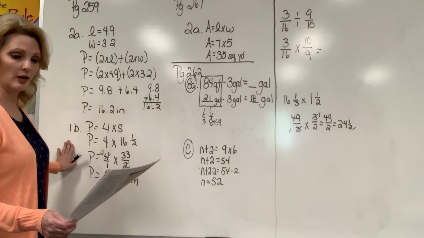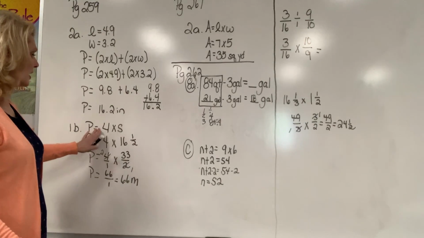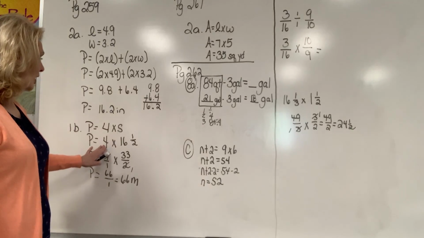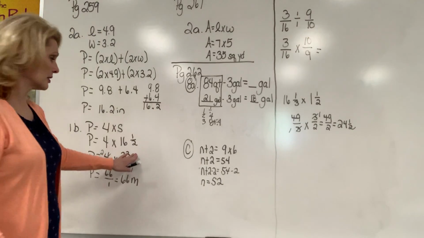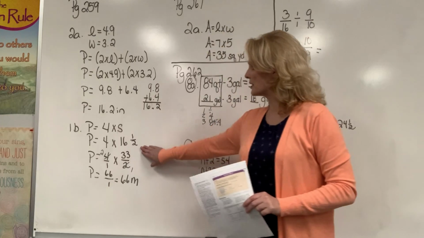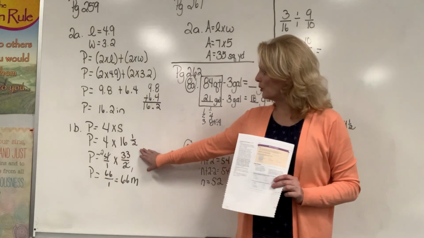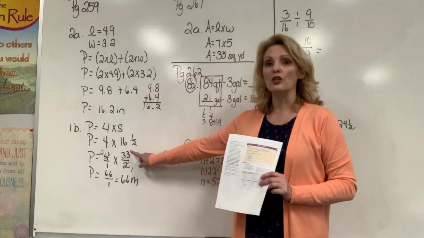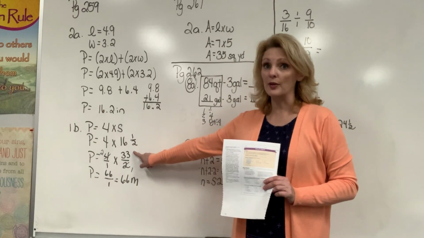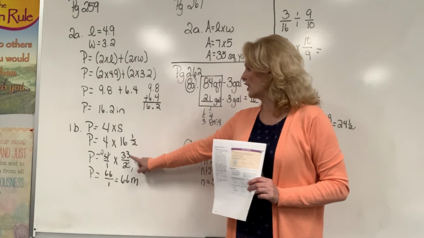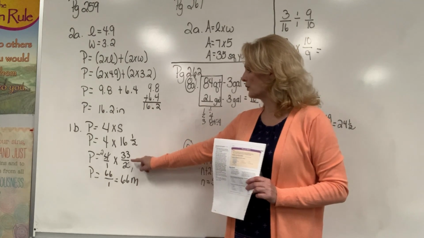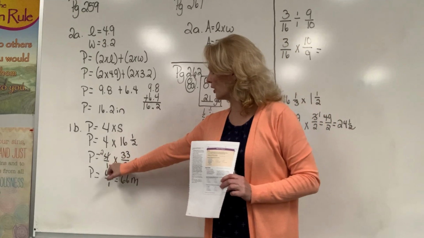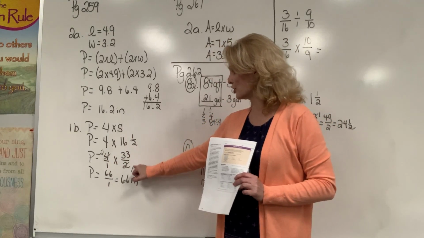1B, that's the perimeter of the square. So it's P equals 4 times S. So you have a whole number and then you have a mixed number. If you have a mixed number, then you put your 4 over 1, and then you make your mixed number: you multiply the bottom and you add the top. So it would be 16 times 2 plus 1, which is 33. So we do the 4 over 1 times 33 over 2.